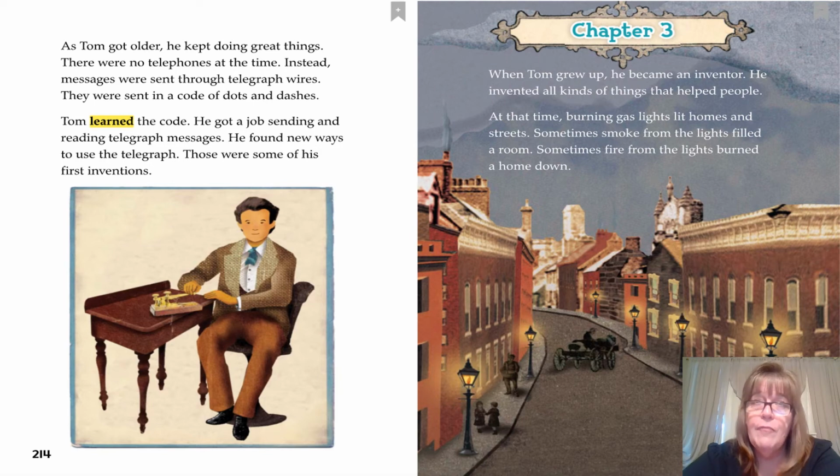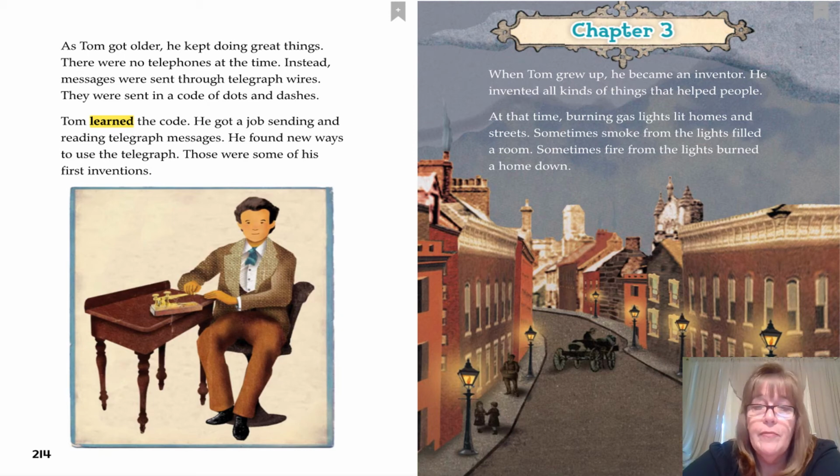So right now, think about Thomas Edison's life. How he started off in his barn, and now what is he doing? Okay, let's move on to chapter 3.